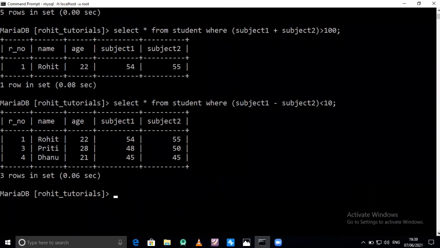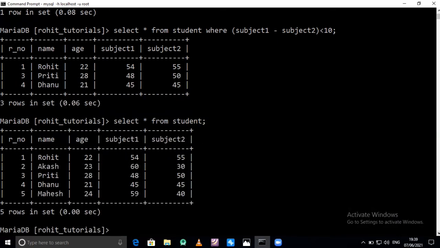Now, the third arithmetic operator, multiplication. Before this, first, where is our student table? So this is our student table. In this, I retrieve that information from the table having subject 1 marks multiplied by 2 greater than 100. So for that, I use the command select star from student where subject 1 multiplied by 2, which is greater than 100, semicolon.